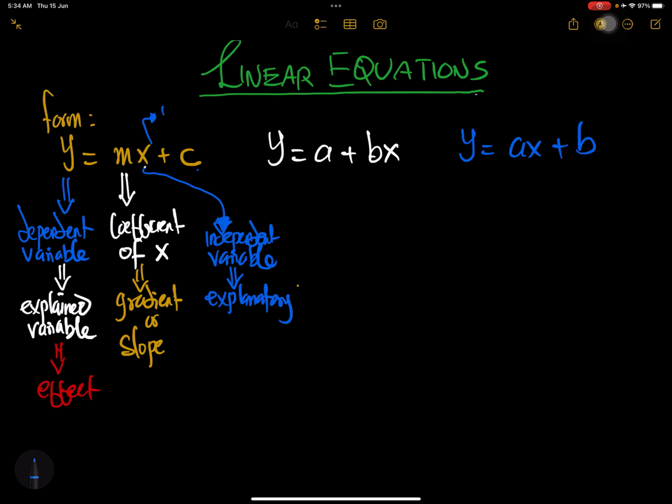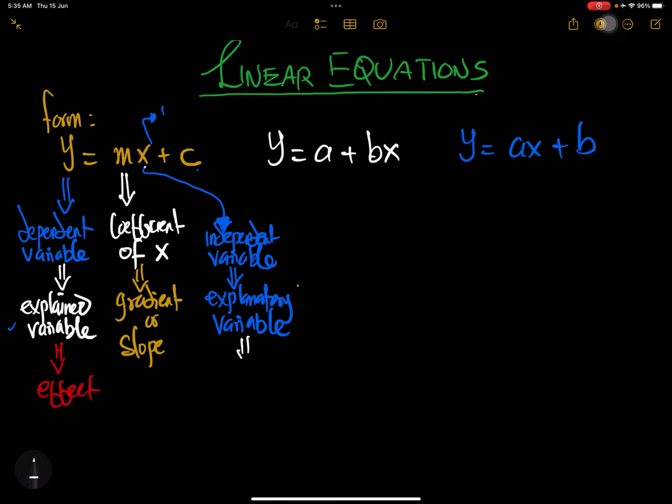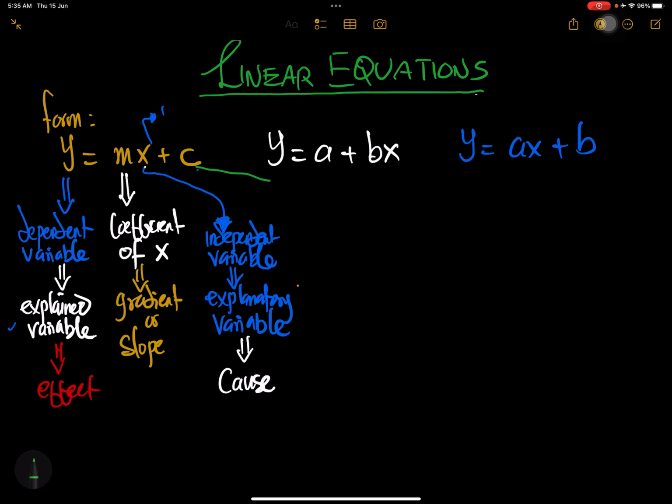So the explanatory variable. That's why that one is called explanatory, and then this one is called explained. So the x helps us to be able to explain y. Explanatory variable, and it's also known as the cause. So x causes y. So y becomes the what? The effect.